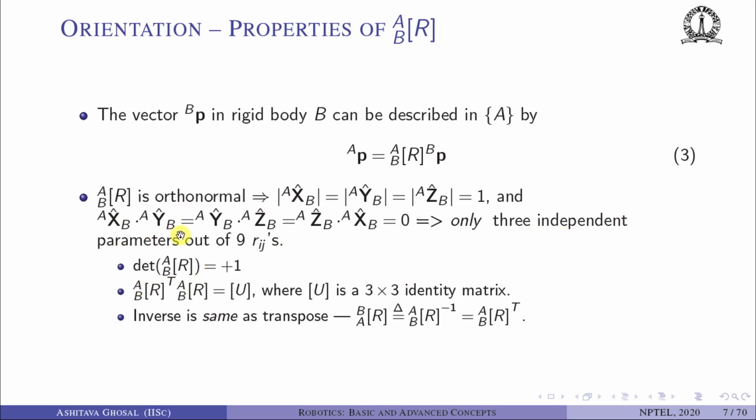Because of this property, the determinant of ABR is always +1. Secondly, we know ABR inverse times ABR will be the identity matrix. However, if ABR is orthonormal, the inverse is the same as the transpose. Okay, so ABR transpose times ABR will be the identity matrix, or the inverse is the same as the transpose. And what is ABR inverse? Conceptually, ABR was the orientation of B with respect to A. ABR inverse is nothing but the orientation of A with respect to B. Okay, that is what is meant by ABR inverse.